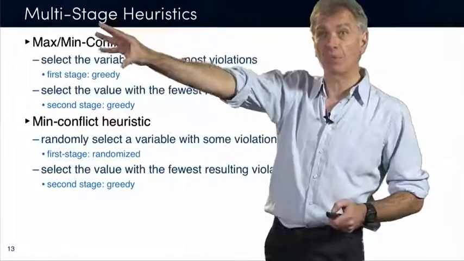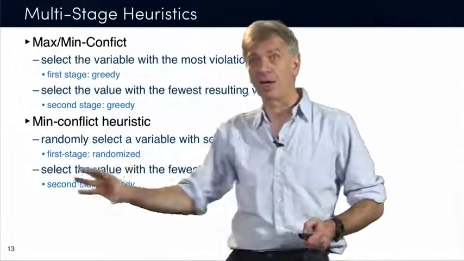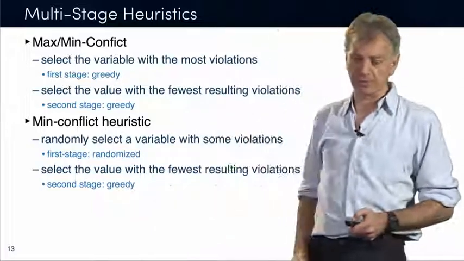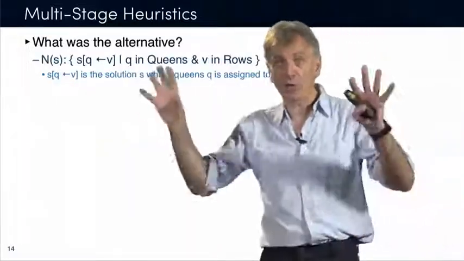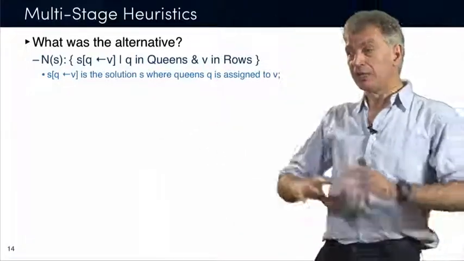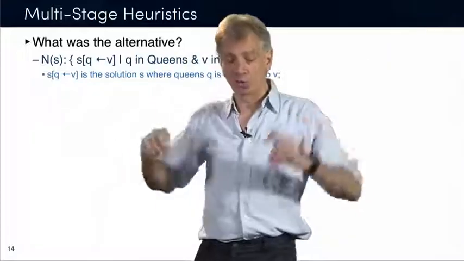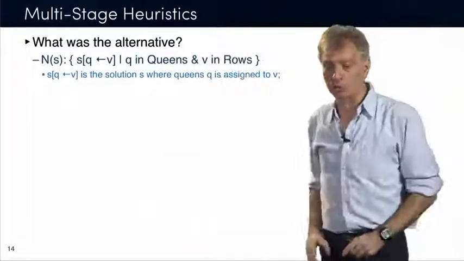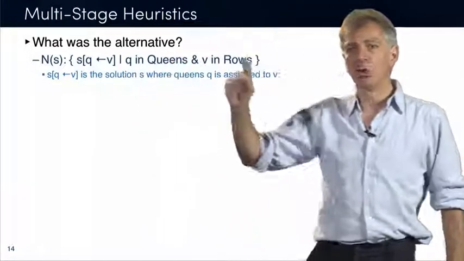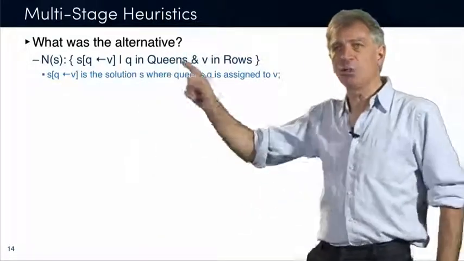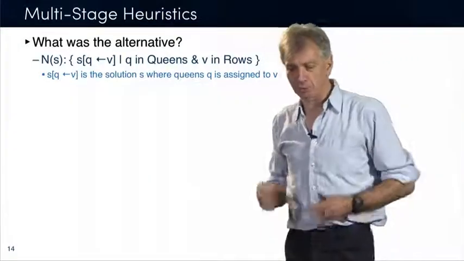You first select some part of the neighborhood, a queen, and then you look at all the possible values, and you select the one which is the best in the second stage for that particular selected queen. Okay? Now, what would be the alternative to that? The neighborhood that you could explore are all the queens and all the possible moves for these queens. So you would have a quadratic neighborhood, okay? And the set of states would be obtained by looking at the current state, taking any queen q and any value v, and looking at what that state results in.